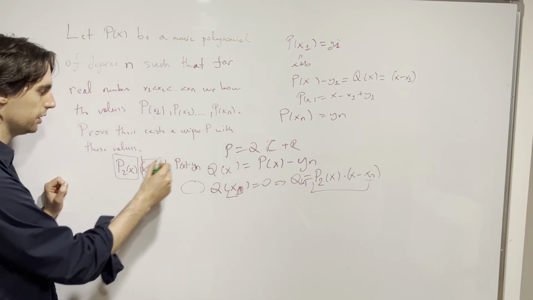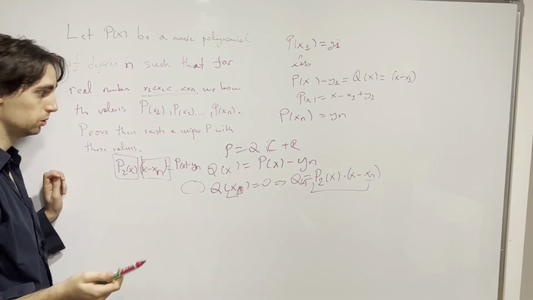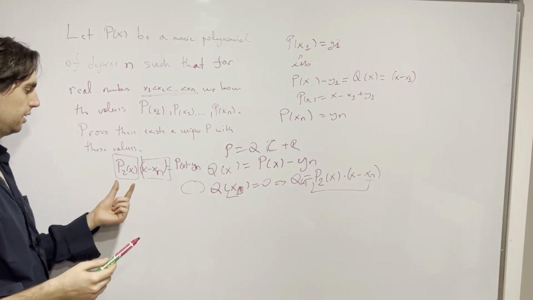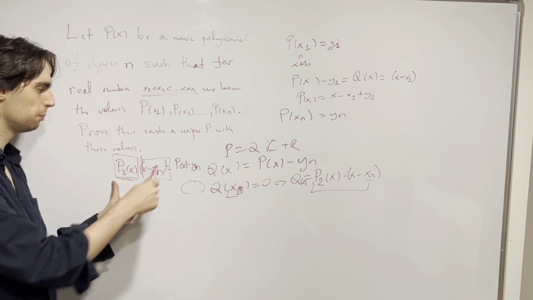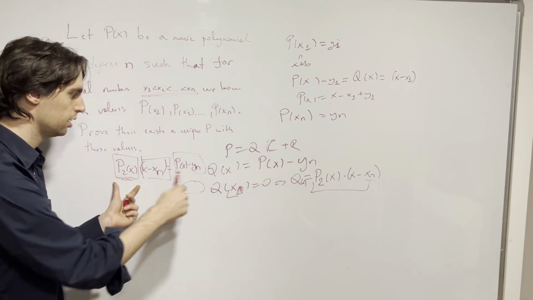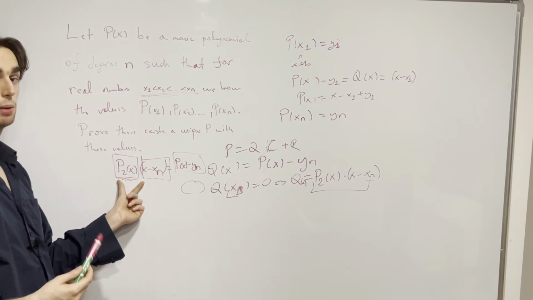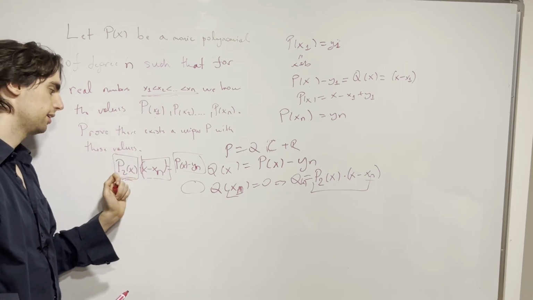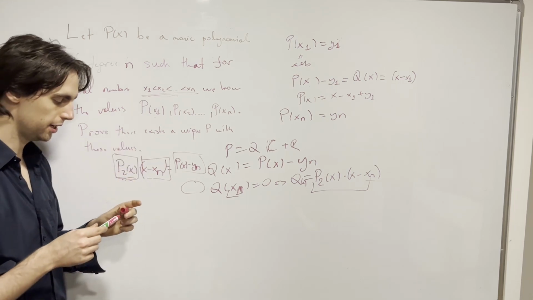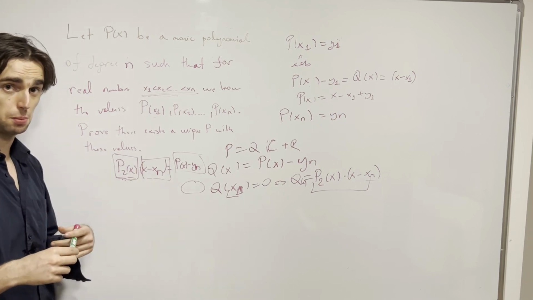But once we divide by this, which is going to be non-zero because these are different values, we're going to get another polynomial of degree n minus 1. We know this is of degree n minus 1 because this here is of degree n, and this is of degree 1. And then by induction, we know that this polynomial is uniquely defined. And this finishes up our problem.